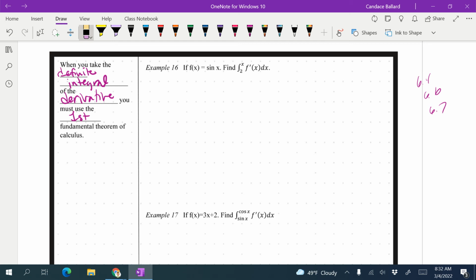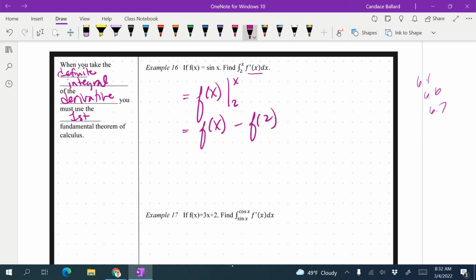So example 16 tells us if f of x equals sine x, we are supposed to find the integral from 2 to x of f prime of x dx. Well, I'm just going to integrate the f prime part. When we integrate f prime, we get back to f, and we're going to evaluate that from 2 to x. So I'm going to go ahead and put my x in. So f of x minus f of 2.